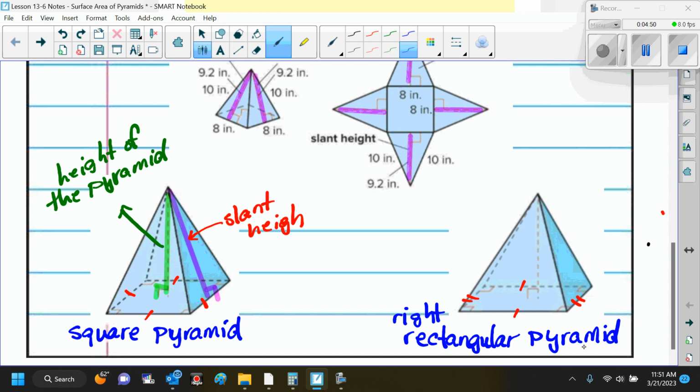And I don't know why they call it a right rectangular pyramid, because all rectangles have right angles in each of their corners. I would have just said rectangular pyramid. But that's what they call it. Oh well.